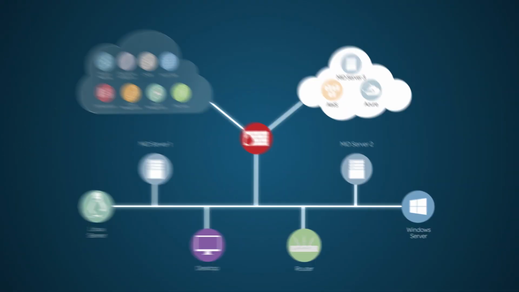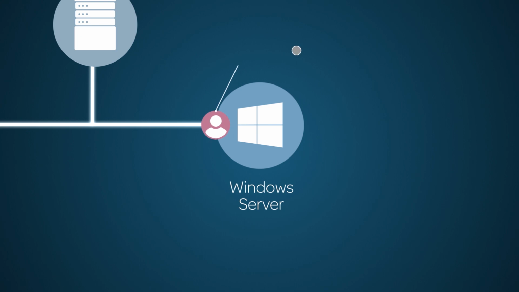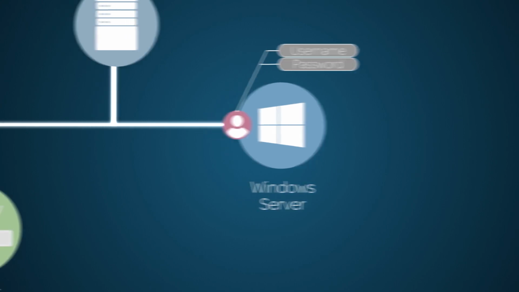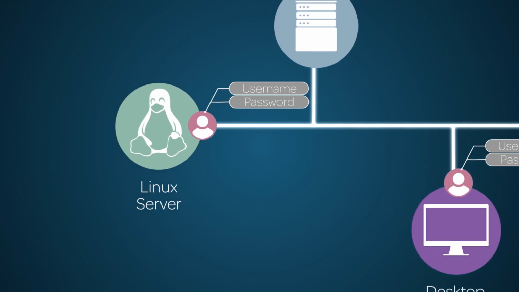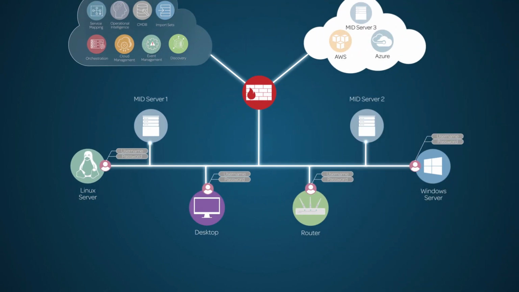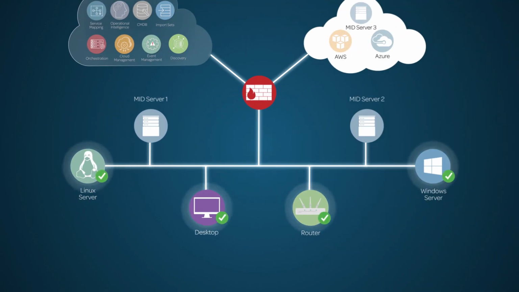Next, you need to obtain the list of credentials for the devices on your network that you want to discover, including Windows and Unix computers, printers, and network gear. The mid-server uses these login credentials to query these devices. Otherwise, it won't discover them.